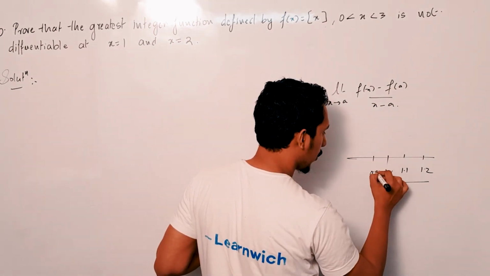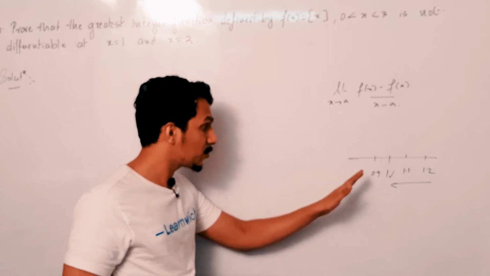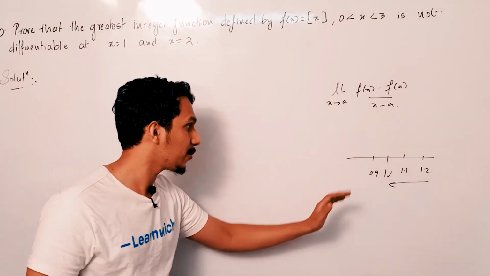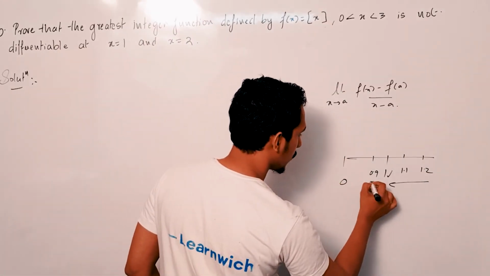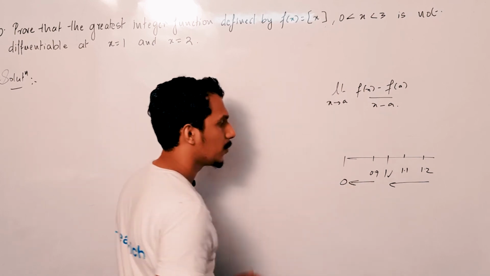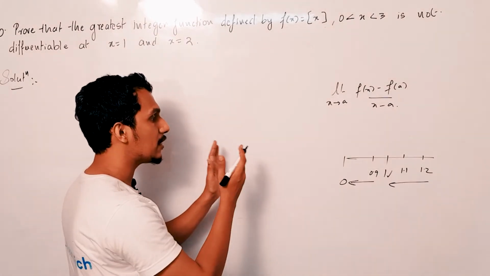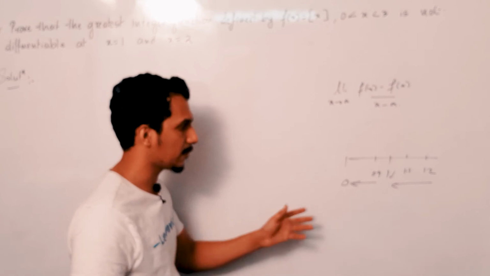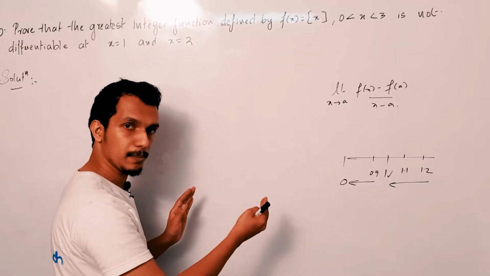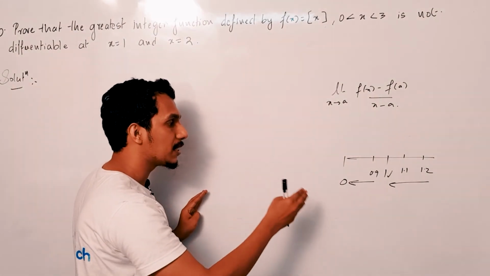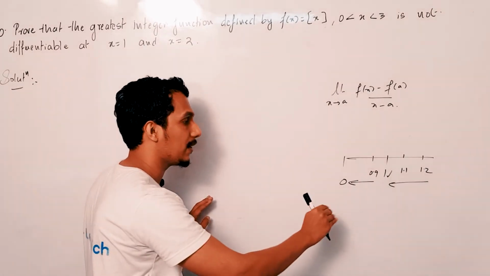What if I take 0.9? I have to choose that integer which is less than 0.9. So your answer will be 0. This will jump from 0.9 to 0. Whatever real number is given, it will jump back to that integer which is less than that given number.